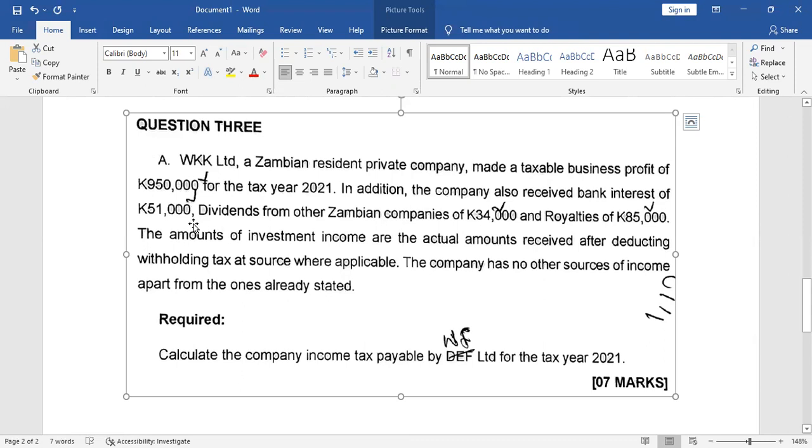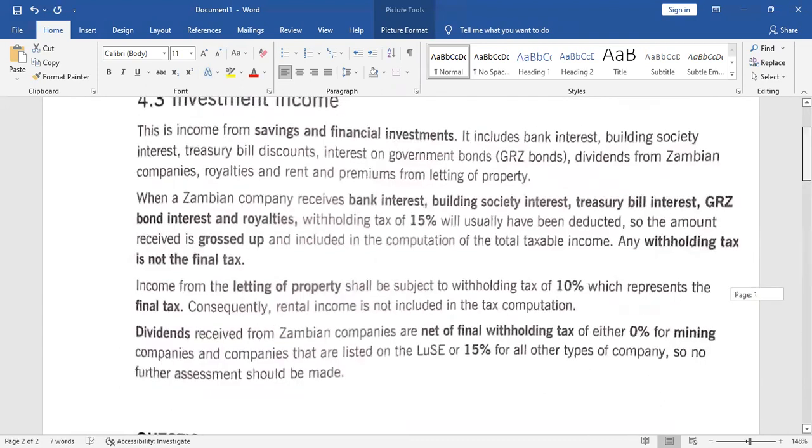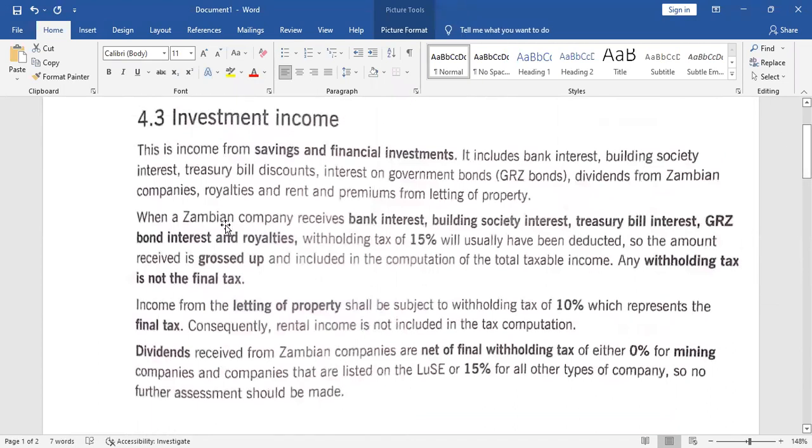So this one is not the final tax, meaning it will be taxed. Dividends are a final tax. Let's go back quickly and look at the rules. Here are the rules. When a Zambian, that's paragraph 2, when a Zambian company receives bank interest, building society interest, treasury bill, GRZ, so just think of it, any bank interest, withholding tax of 15% will usually have been deducted. So the amount received is grossed up and included in the computation for taxable income. Any withholding tax is not the final tax. So this one was not the final tax when it comes to bank interest. So the interest will need to be added back.